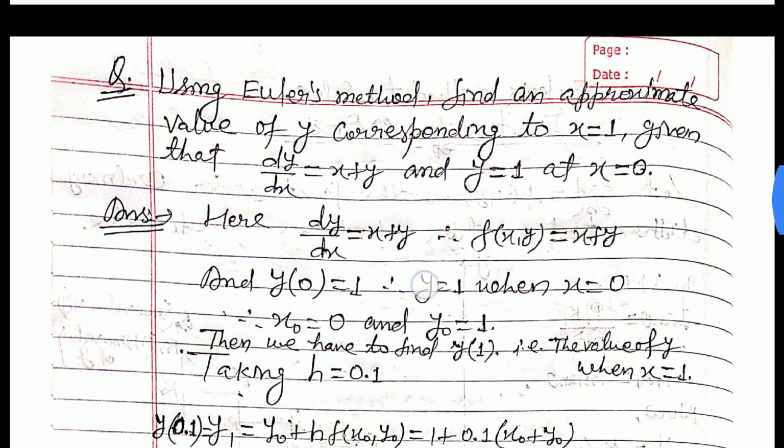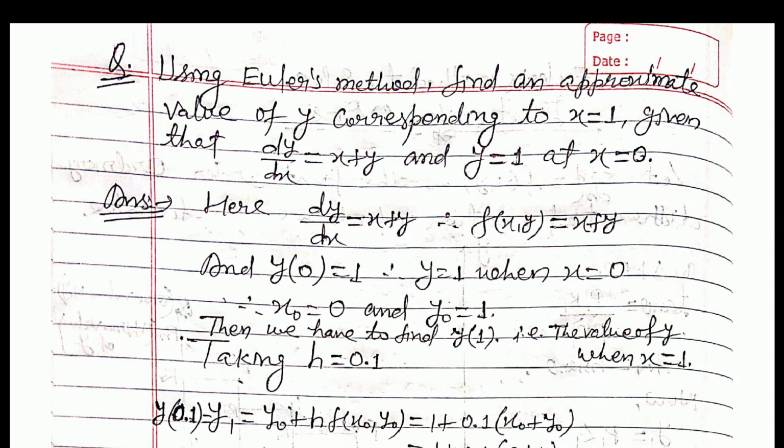The problem is: using Euler's method, find an approximate value of y corresponding to x equal to 1, given that dy/dx is equal to x plus y and y is equal to 1 at x equal to 0. So what we are given here is dy/dx equal to x plus y, and we know in Euler's method dy/dx is the same as a function of x and y. That means here f(x, y) is equal to x plus y.